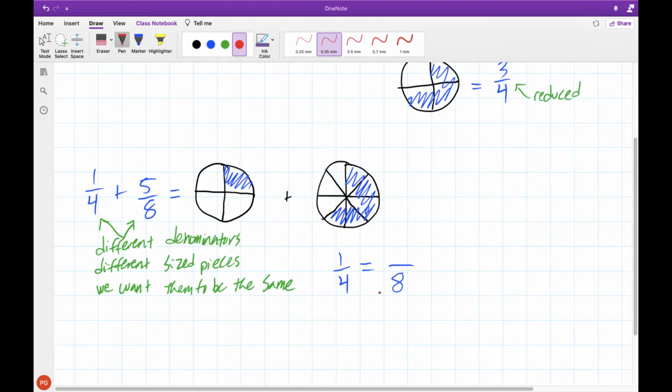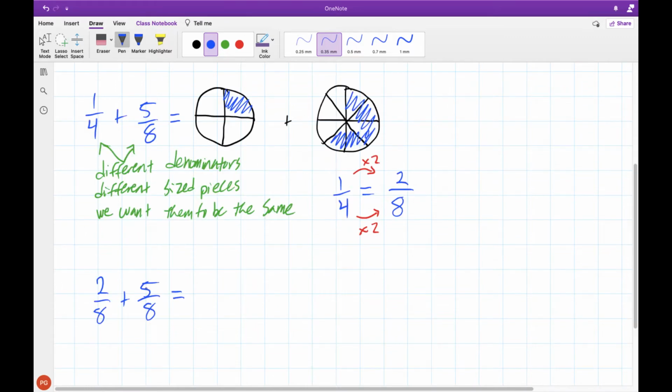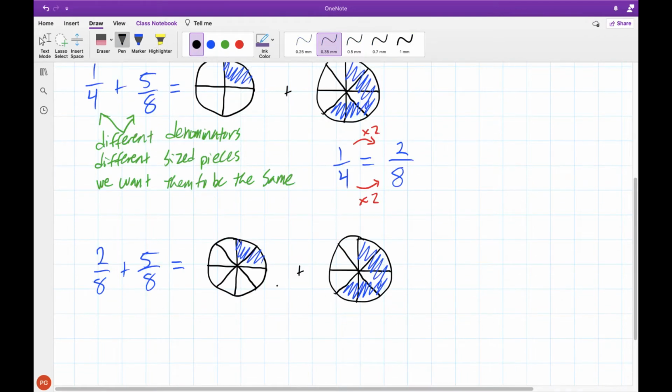We've solved questions like this before. If this is being multiplied by 2, then we can do the same thing to the top, and we would get an equivalent fraction of 2 over 8. Now our problem becomes something that we can definitely solve. 2 over 8 plus 5 over 8. And notice, we have the same area for the first one. It's just that our one piece has been split into 2 pieces, and now all of our pieces are the same size. And we can see we've got a total of 5 plus 2, that gives us 7 out of 8 pieces. And that would be our answer.